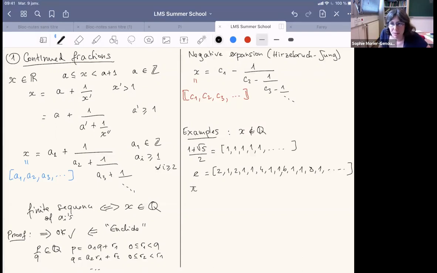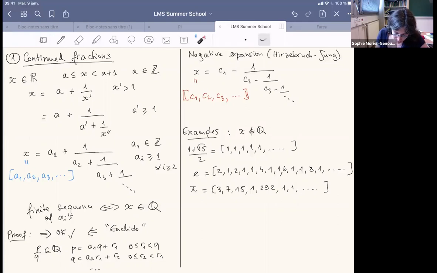For the other very famous irrational number, pi, here there is no regularity at all. So I'm just copying what I see on my screen. So it's 3, 7, 3 is the integer part of pi, 15, then 1, then 292, then 1 again. So it's quite amazing. It looks really like random numbers. But pi has generalized continued fraction expansions, which are very, very nice.